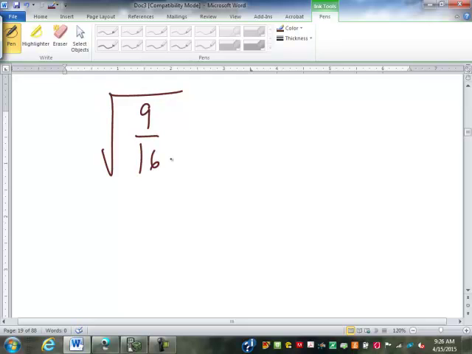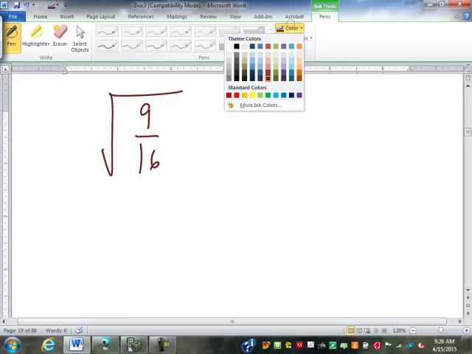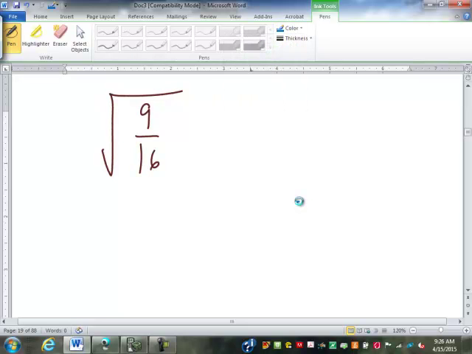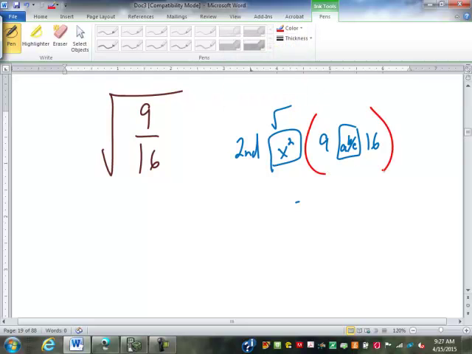How about this? Square root of 9/16. Now on your calculators, remember you have that fraction capability. So it's going to be second, then the x squared, of course, to get the square root. And then you can do 9, ABC key, 16. Now when you hit that square root key, your calculator automatically brings up an open parenthesis. You should use a closed parenthesis here before you hit equals.